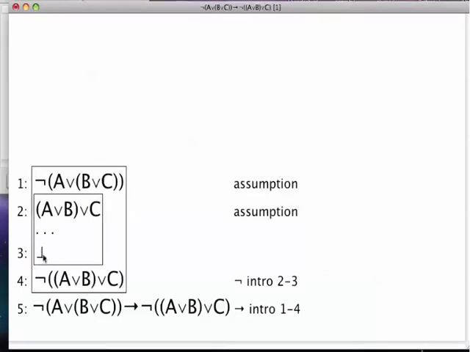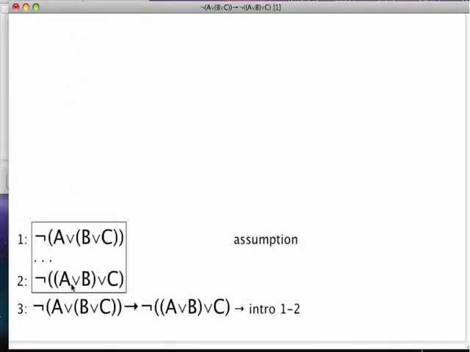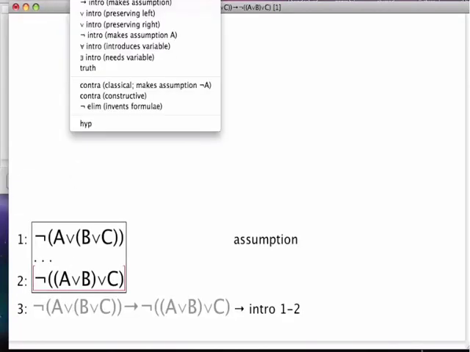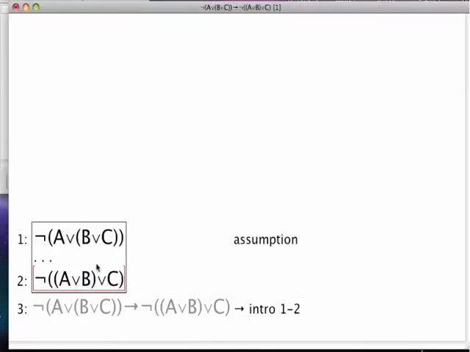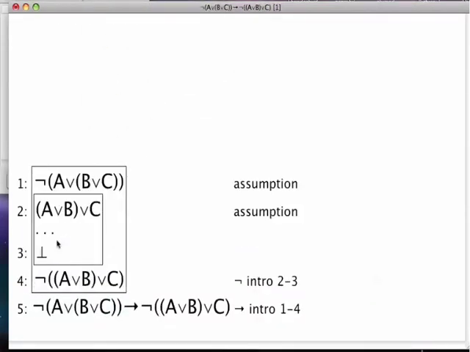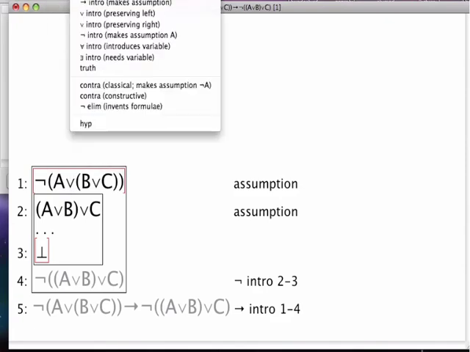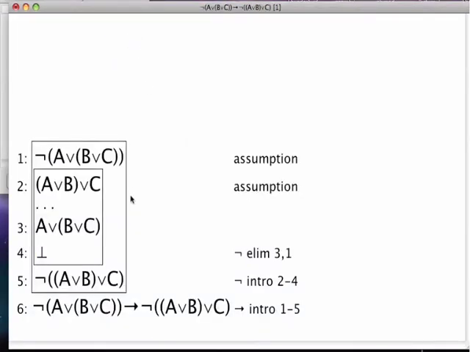So we have this, and here what we did was that we undo. Let me go back here. That was wrong. What I wanted to do was go back here and do a not intro. And now we want to take this line and do a not elimination. Like this. So this was how far we got in the proof I wrote by hand.